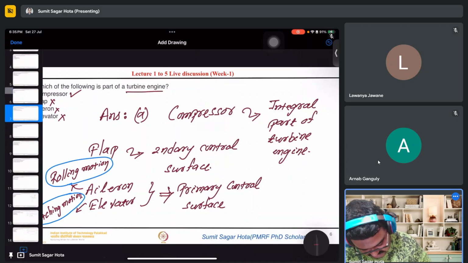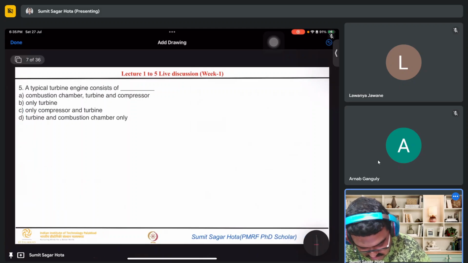So next one. A typical turbine engine consists of what? Obviously, a typical turbine engine consists of a combustion chamber, a turbine, and a compressor. So the first one.